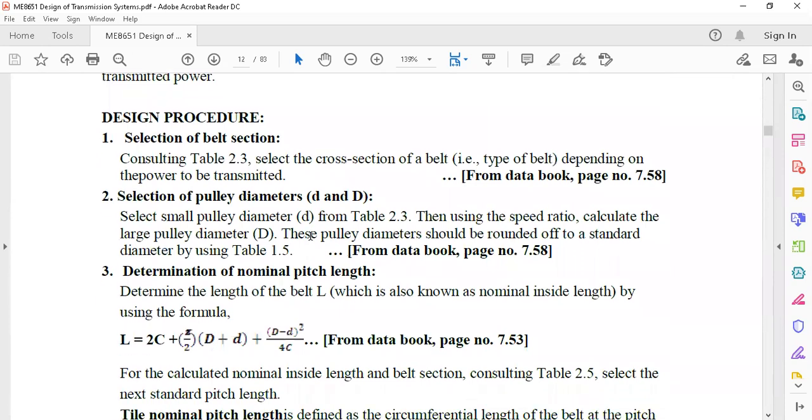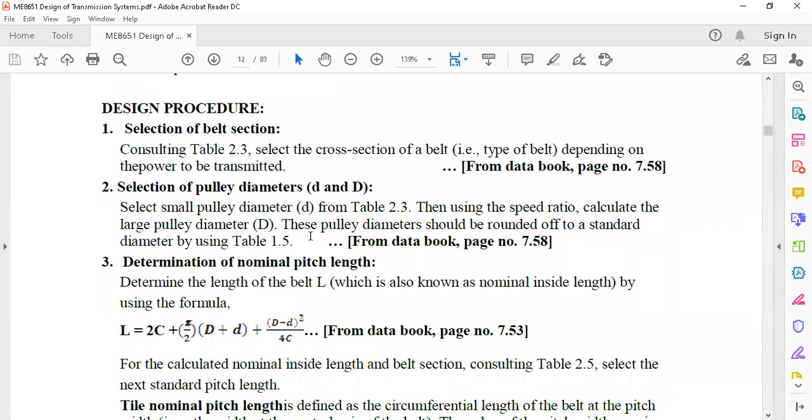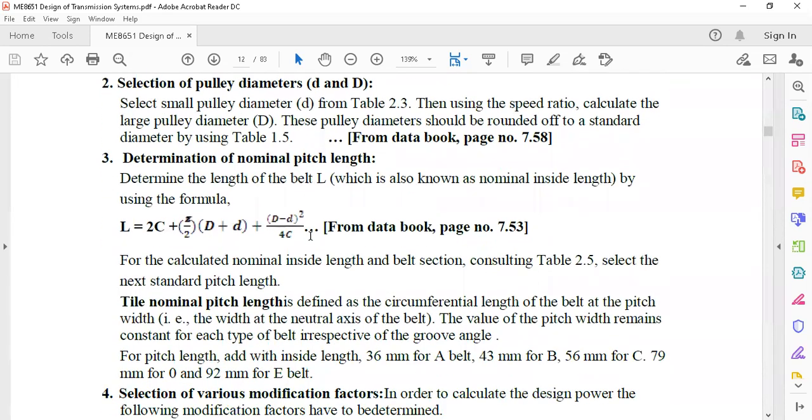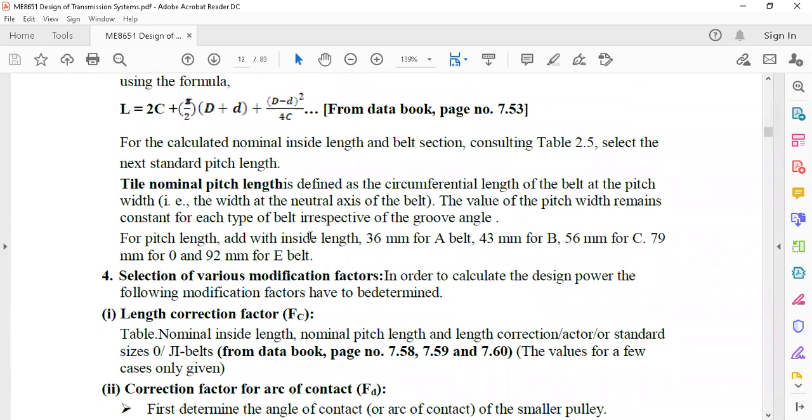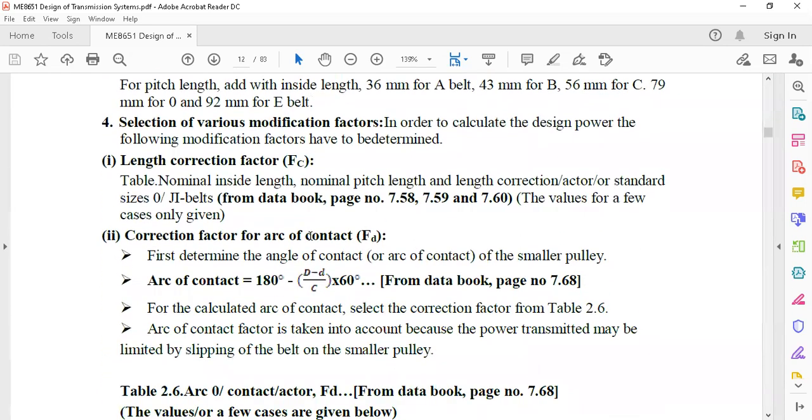And the design procedure. In the design procedure, first you select the belt from page number 7.58, and then the selection of the pulley diameter. If it is given, you take the stress values from page number 7.58, and the determination of the nominal pitch length from page number 7.53. The secondary one is the modification factors, the length correction factors, available at the page for the selected section, whether we are taking an A belt, B belt or C belt.